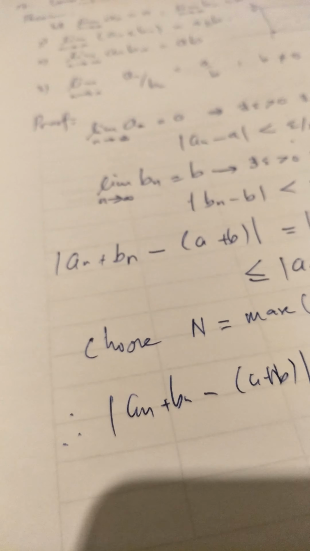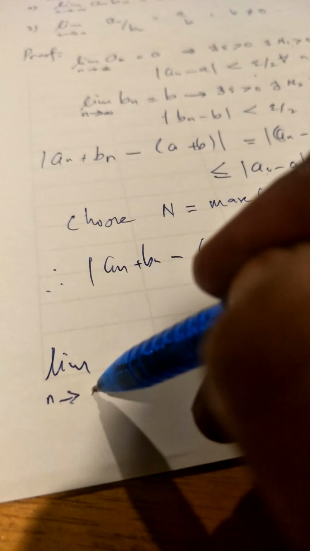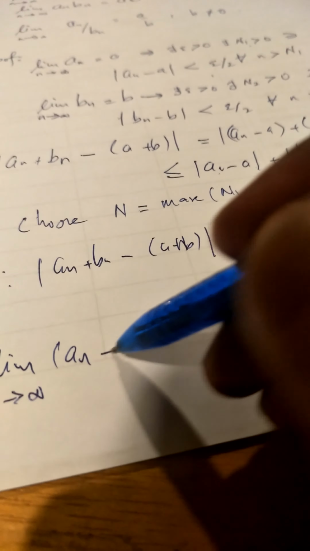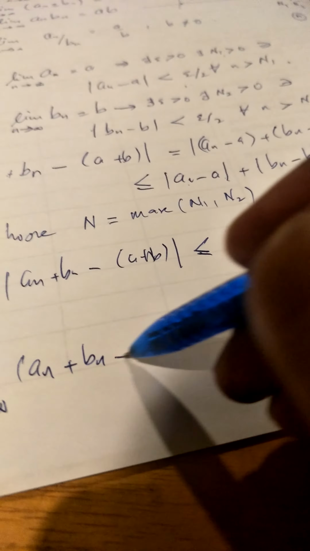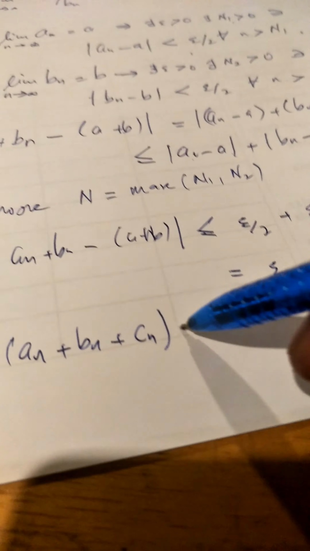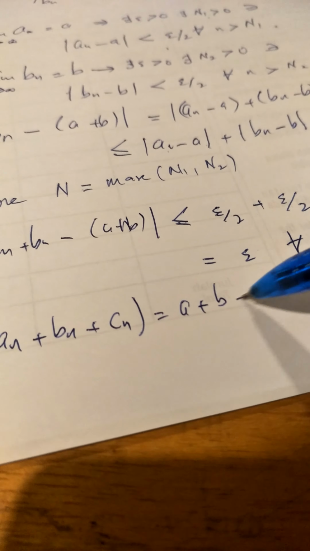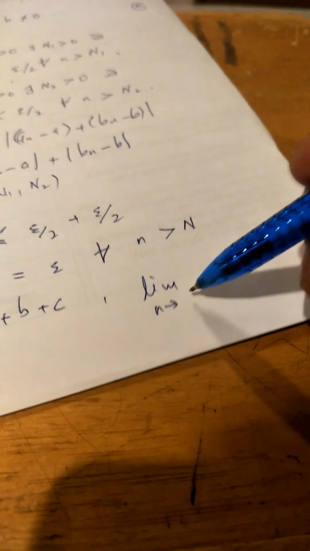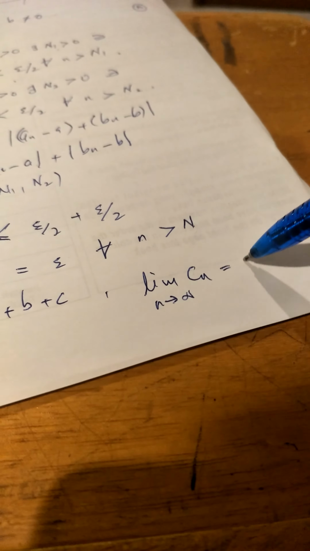For the first case. For the second case and the third case, I leave it to you as an exercise. Also, you can try this as an exercise: if I put the limit as n goes to infinity of an plus bn plus cn, you have three sequences. This is equal to a plus b plus c, where the limit as n goes to infinity of cn is equal to c.